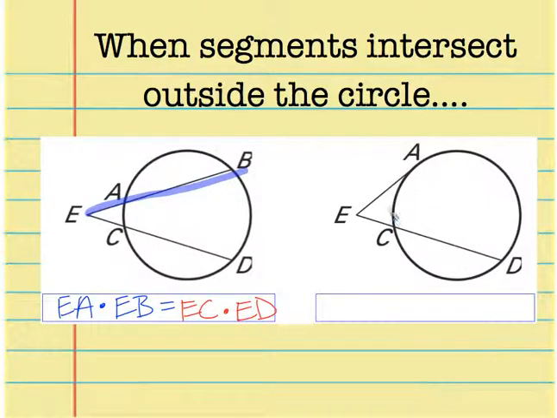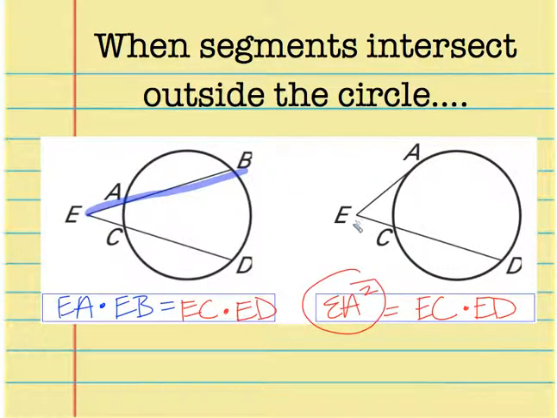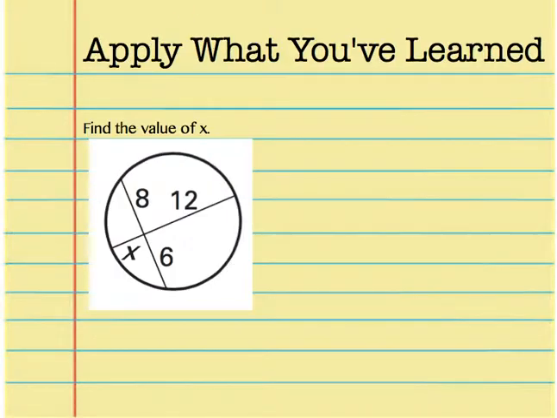Now the reason I have 2 pictures here is because sometimes one of them is a tangent, not a secant. So the outside part and the whole thing are the same thing. So there you would just do EA times EA, or EA squared, and then outside part times whole thing, which is ED. This only happens right here if the outside part is the whole thing. So you're still doing outside part times whole thing, but you end up with the same thing on that one.